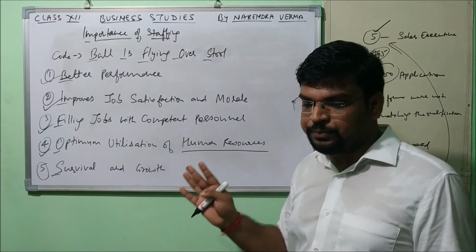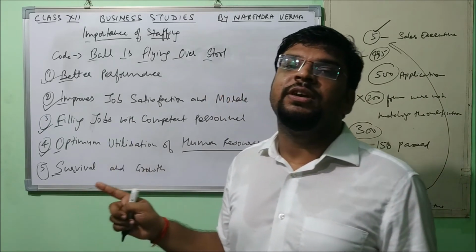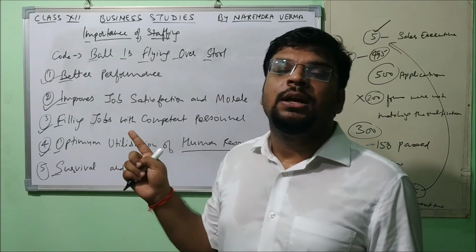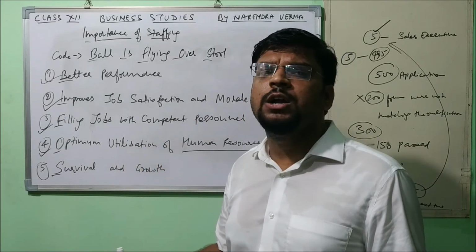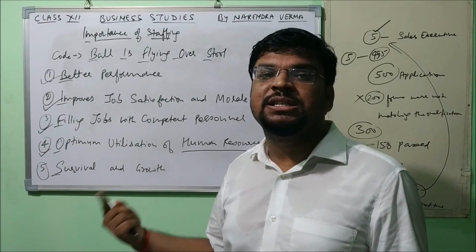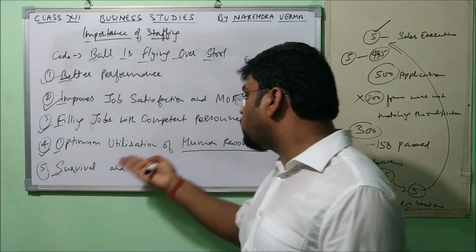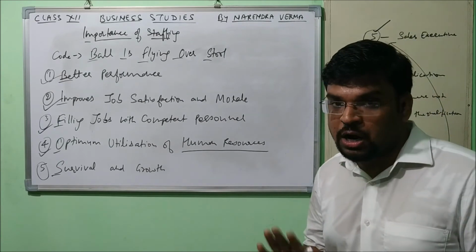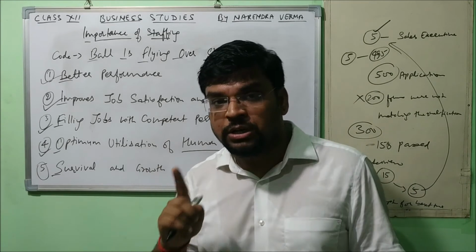Understood the point? Okay. And one more point can be included here, that under staffing, the competent person is put on the required post, so that his skills and knowledge and qualification can be utilized. So that is also the optimum utilization of human resources. Understood the point? So staffing ensures optimum utilization of human resources.